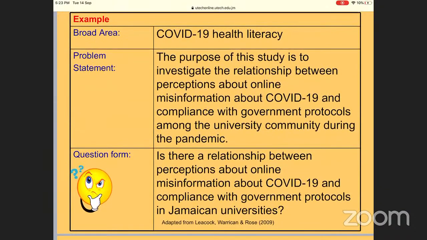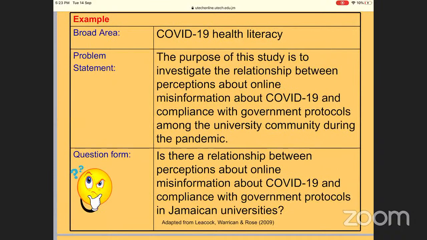So here's an example, COVID-19 health literacy. And here's a problem statement, the purpose. In fact, even though I have this here as the problem statement, this could actually be the purpose statement, because once you say the purpose or the aim of the study, that's really a purpose statement. It says the purpose of the study is to investigate the relationship between the perceptions about online misinformation about COVID-19 and compliance with government protocols among the university community during the pandemic. So that's actually a purpose statement. So for example, here's how it could be framed as a problem statement.